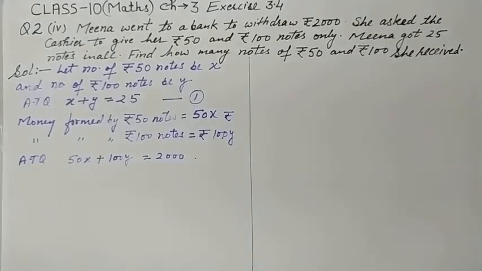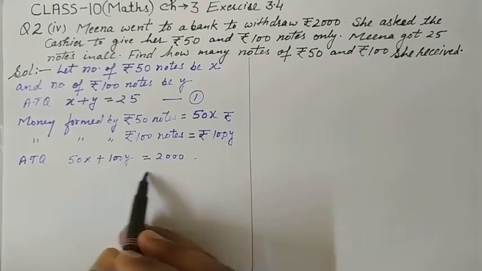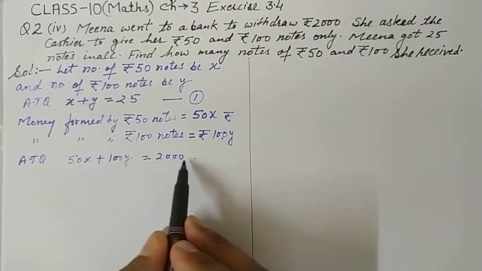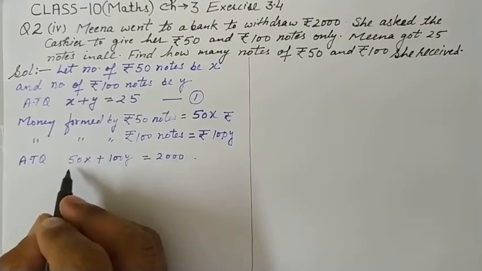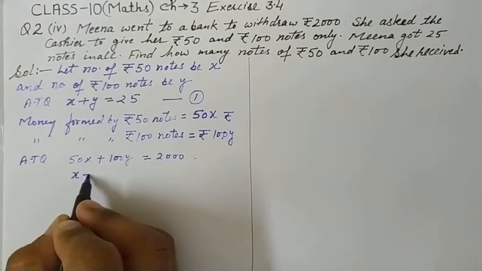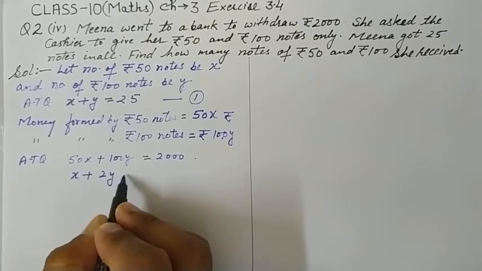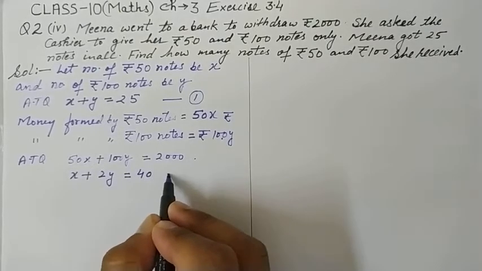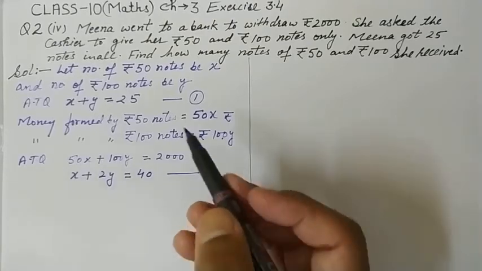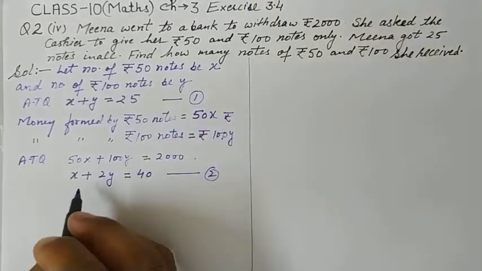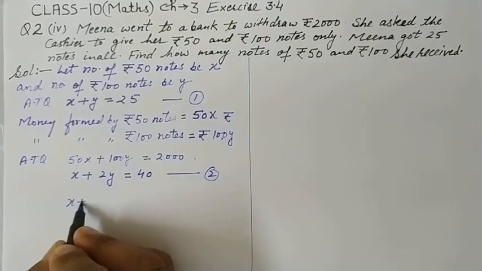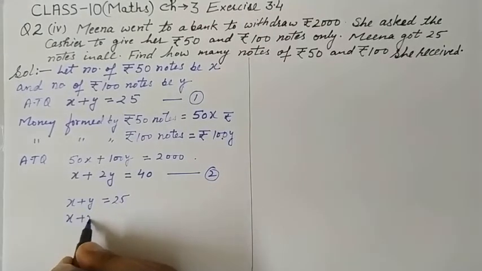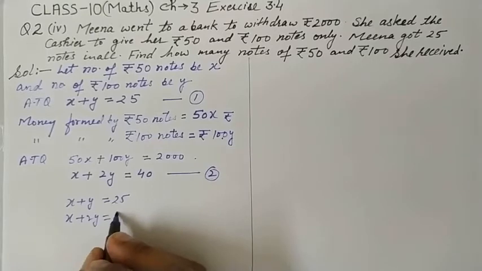Now here in this equation, 50 is common. You can say divide both sides by 50. So dividing both sides by 50, we get x plus 2y is equal to, if I divide this by 50, it becomes 40. So this is our second equation. We'll solve equations 1 and 2 now. So we'll write these equations together first of all. So this is the first equation and this is the second equation.